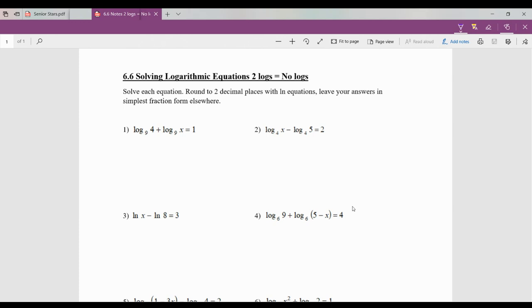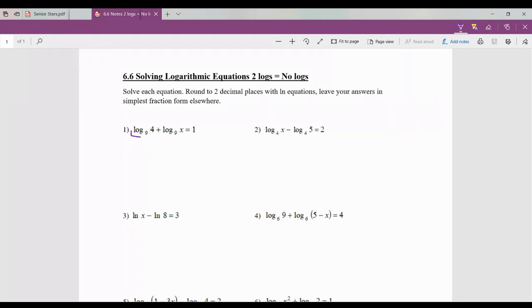All right, guys, now we're on to the last part of solving logarithmic equations. Now we have two logs equals no log. So we can't just cross out one log on this side and one log on that side. We can't swoop because it's only going from one log to exponential form. So what we're going to have to do is a combo of the two things that we've been doing.